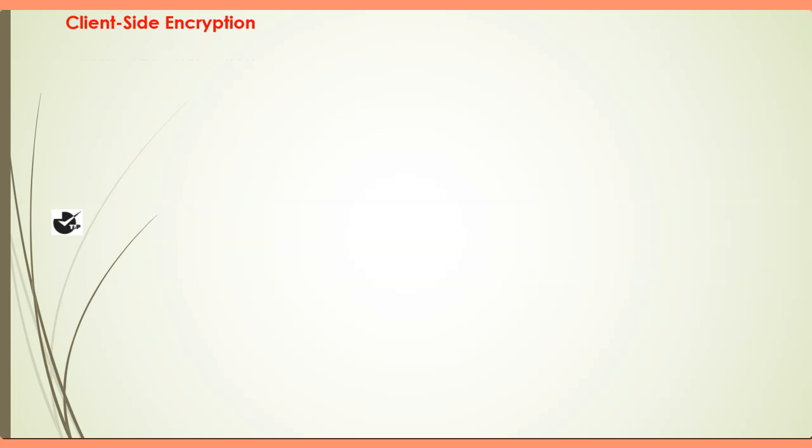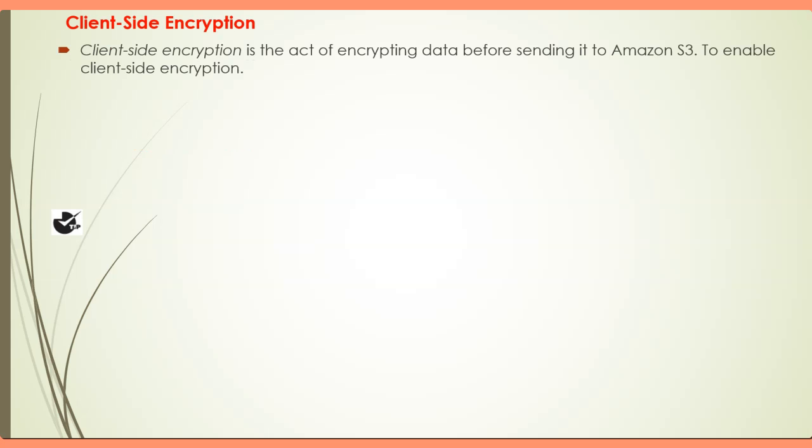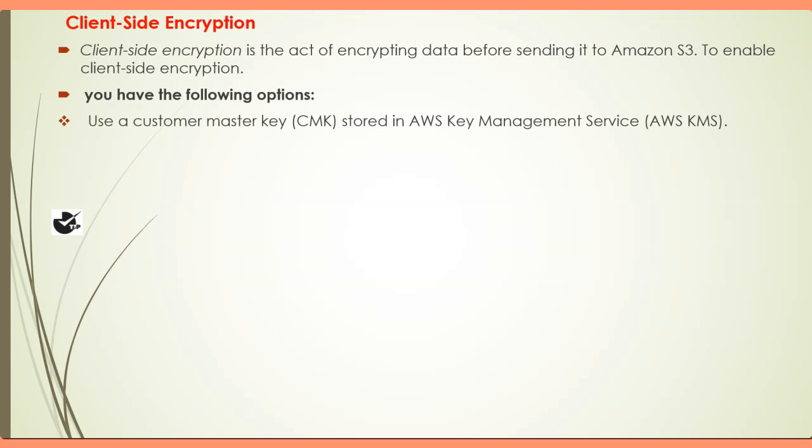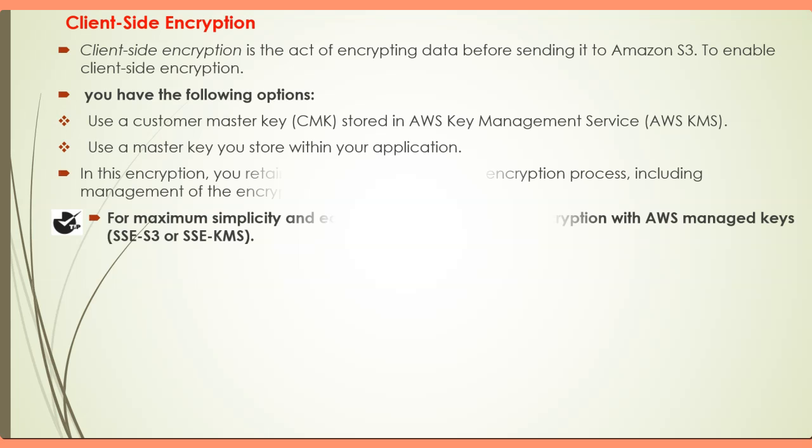So that's client-side encryption, that's another level of encryption. Client-side encryption is the act of encrypting the data before sending it to S3. To enable client-side encryption, you have the following options. You can use the master key stored in your Amazon KMS service, or use a master key you store within your application. In this encryption, you retain end-to-end control of the encryption process, including management of the encryption keys. Okay, so you have full control over your objects.